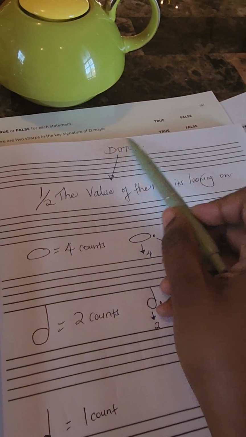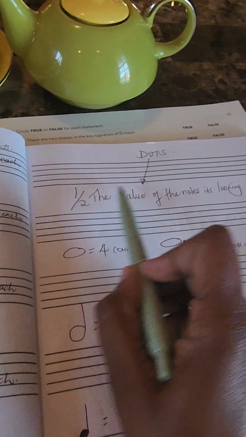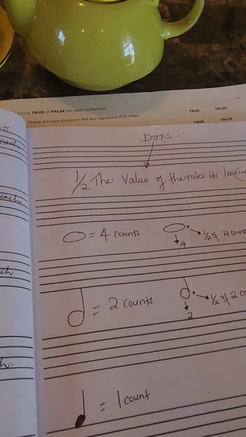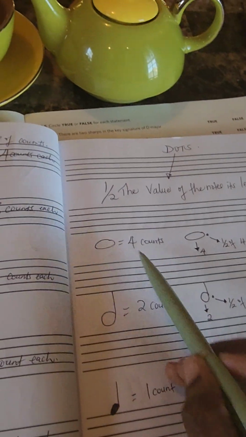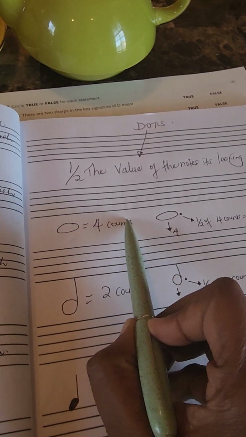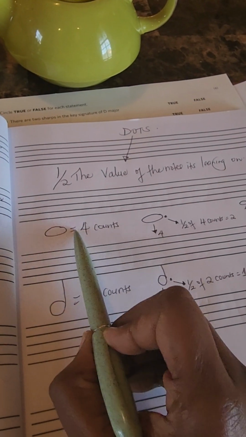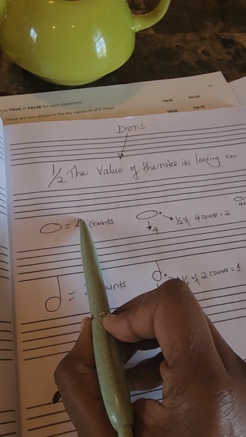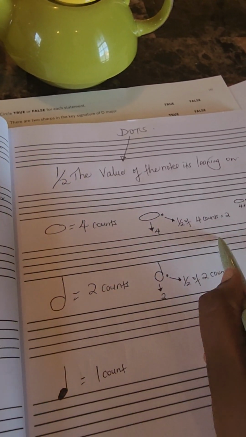Let's focus on the word dots. The dots are half the value of the note that they are leaning on. So if the semibreve, as we know it, a whole note, is 4 counts, and the dot leans on it, the dot will be half the value of that. So what is half of 4? Half of 4 is 2.